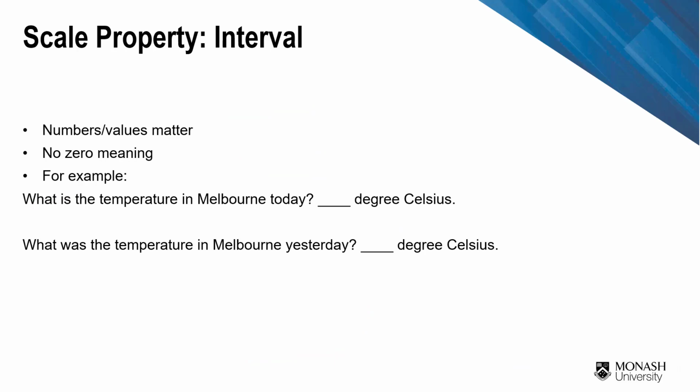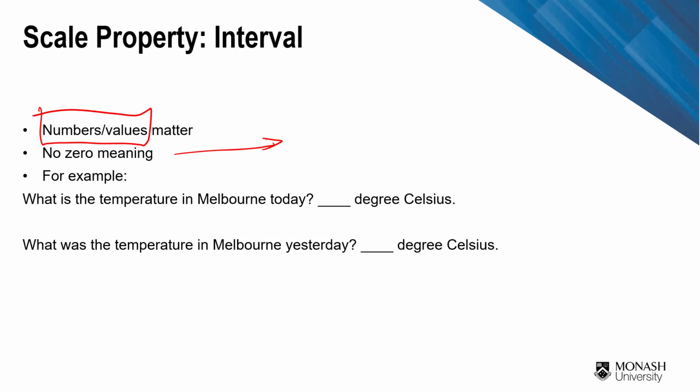Okay, now third, which is interval. Interval means that now we start to see that the values do matter. But there is no zero meaning. Probably this is going to be one of the examples that you might experience.